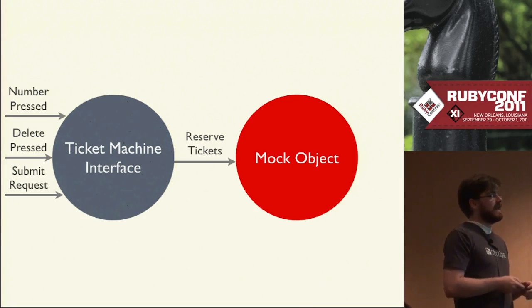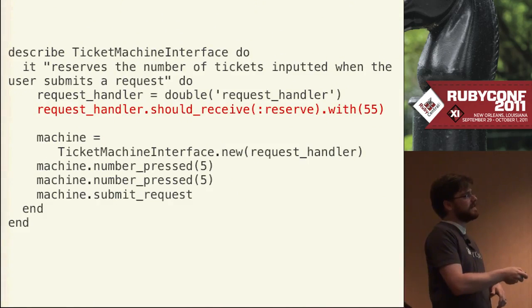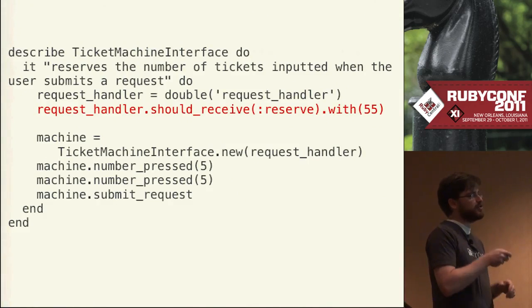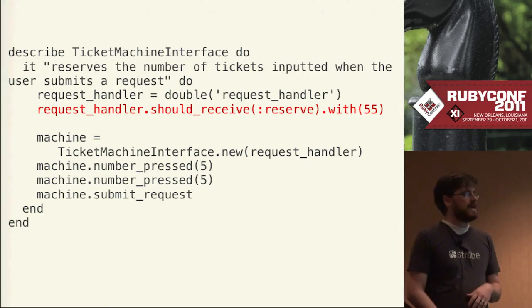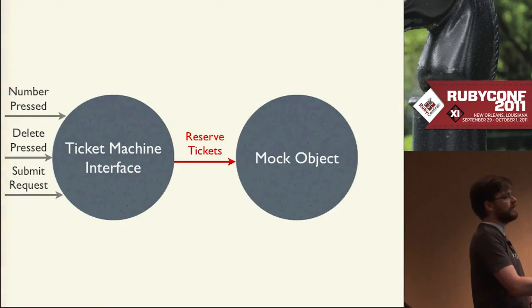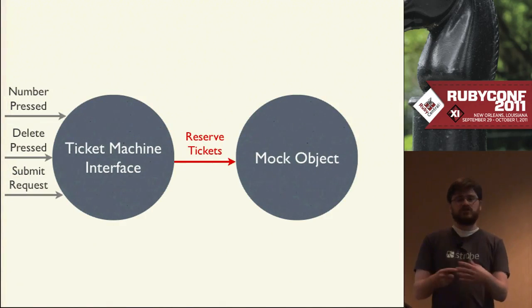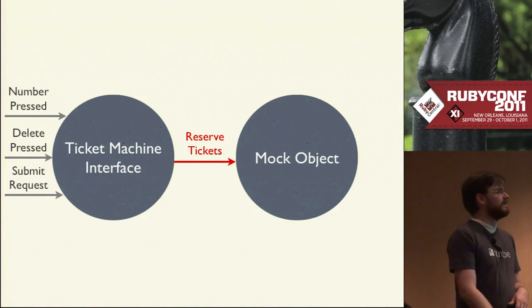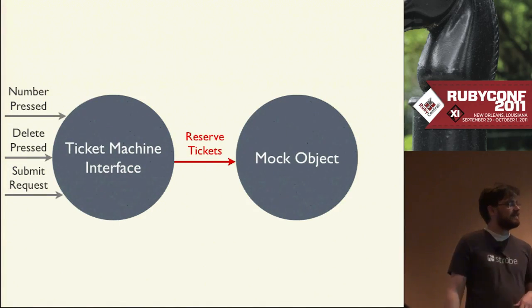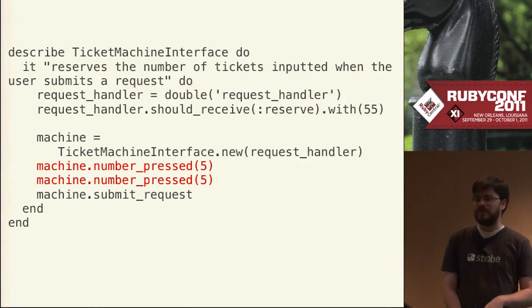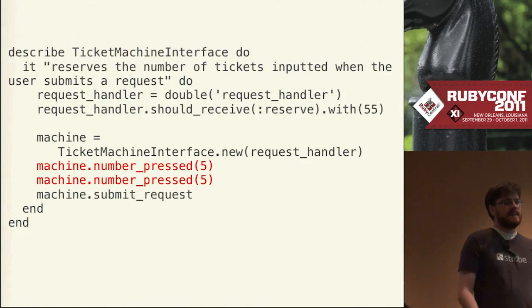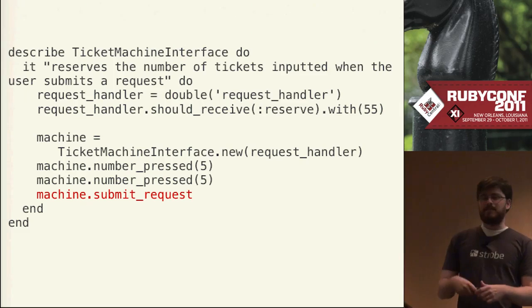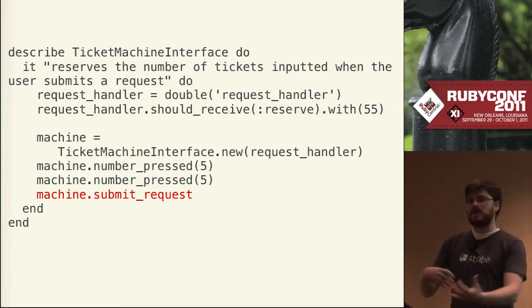And so I say, hey, mock object, this is my assertion. You should receive the message reserve with these parameters passed to it. And that's the assertion on the message going between the two objects. And then I call the public API. I pressed 5, and then I pressed 5 again, and then I press the submit button, and that should send the message reserve with the number 55.